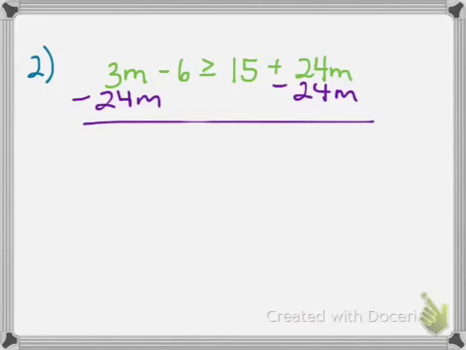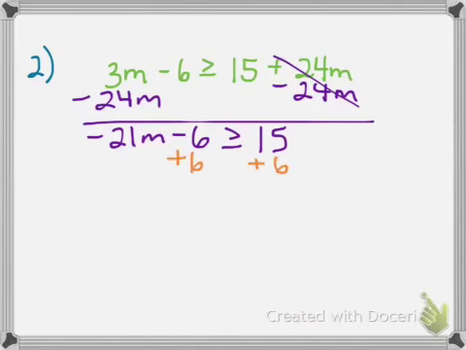And then I know that 3m minus 24m is negative 21m, and I'll bring down my minus 6. Remember to bring down that minus 6. Then bring down the rest of my inequality. I know that these will cancel out, so I just have 15 left. And then I'm going to add 6 to both sides, because now it's a two-step. So I'm getting rid of my constant.